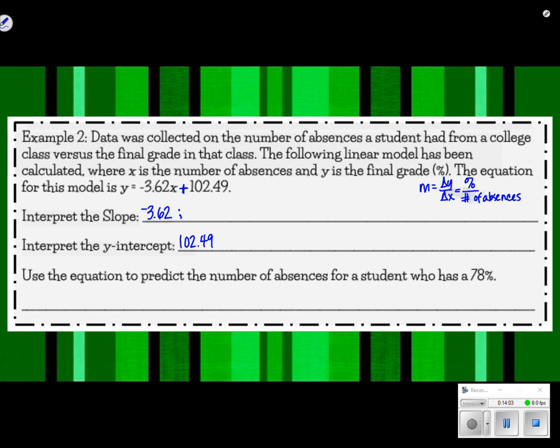So that means that we're looking at percent of a final grade decreasing, because we have a negative slope, per number of absent days. So we're looking at final grades will drop 3.62% for every absence.